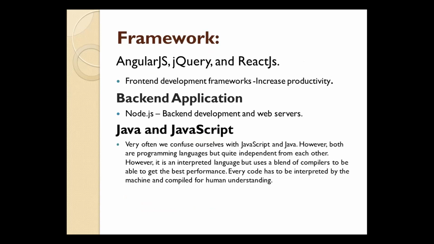JavaScript and Java. Sometimes there is confusion between JavaScript and Java. Both are programming languages, but quite different from each other. JavaScript is an interpreted language, but uses a blend of compiler to get the best performance. Every code has to be interpreted by machine and compiled for human understanding.